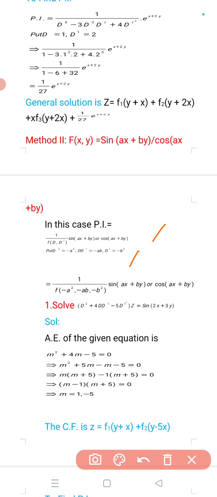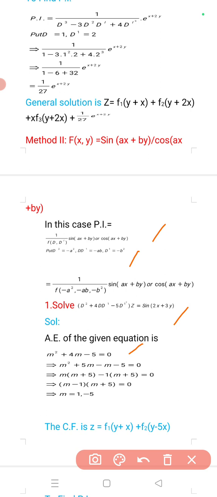The problem goes this way: d square plus 4d dash minus 5d dash whole square, whole of z, equal to sine of 2x plus 3y. What is the first step we have to write? We have to write the auxiliary equation. That is, in place of d put m square, in place of d dash only 1. So the final equation is m square plus 4m minus 5 equal to 0.